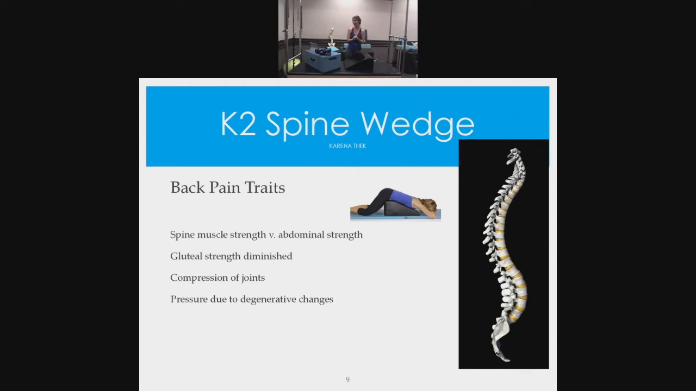So again and again, we have to focus with someone who has back pain. We must focus on strengthening the spine, not just the abdominals. I don't want to leave the abdominals out by any means, but we need to know that that ratio is skewed.